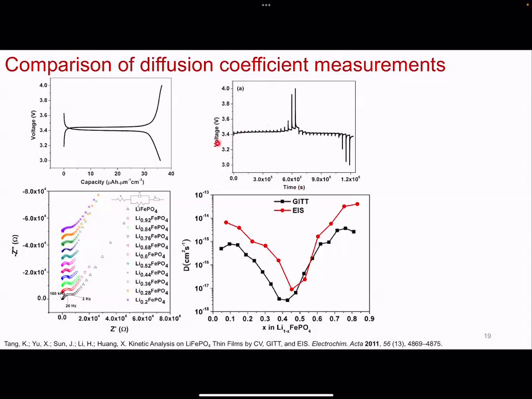And so when you do GITT, what you see is, you apply a pulse, relax, and if you track the voltage as a function of time, right? You see here it mimics the plateau over these many steps for both the charge and the discharge as well, right? So that's what we're looking for.